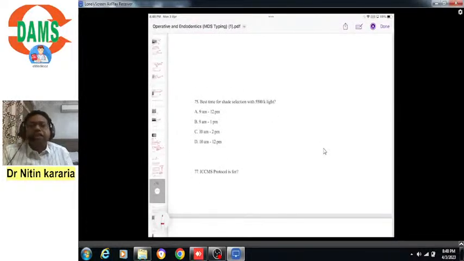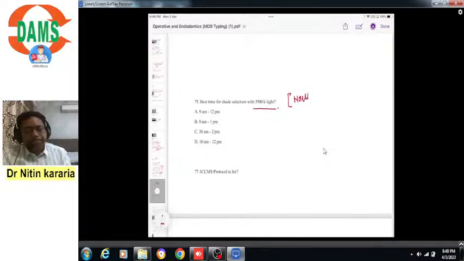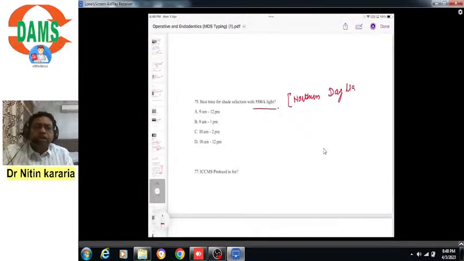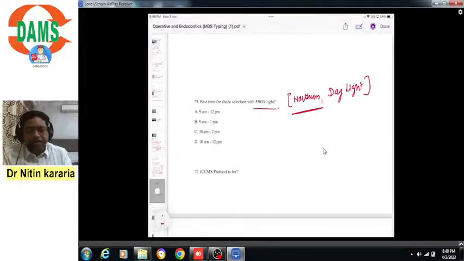The best time for the shade selection with 5500 Kelvin light is, it is asking you about shade selection and matching. See, shade selection is always done in northern daylight. Okay, a daylight that is subtle enough not to produce any glare, so directly not in the sun, but northern daylight is best considered for the shade matching.